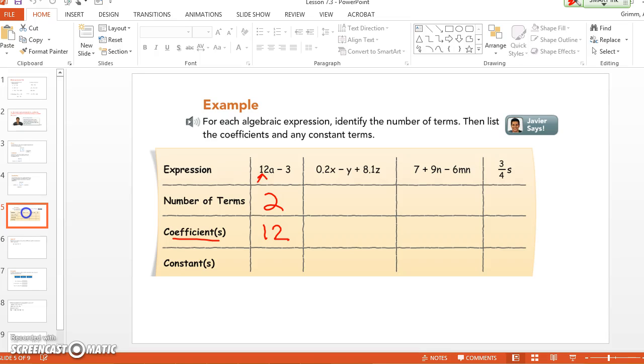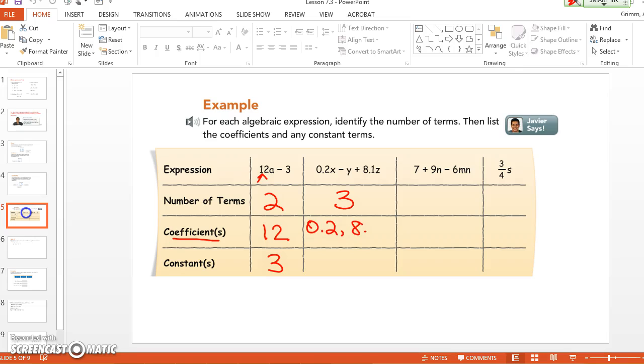Okay, what is the constant, Sophia? 3. 3 is the constant. Whatever doesn't have a variable means it has to stay constant. This means no matter what, I subtract 3 every time. All right, let's try the next column. How many terms are in that next expression, Bobby? 3. There's 1, 2, 3. 3 terms. Okay? What are the coefficients here? Brianna?